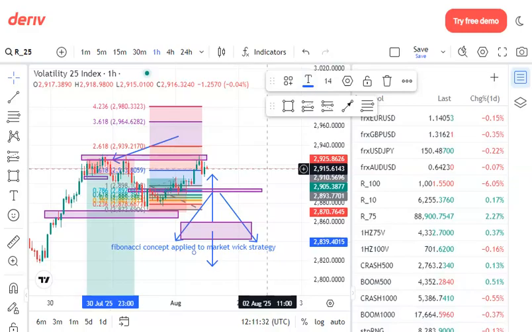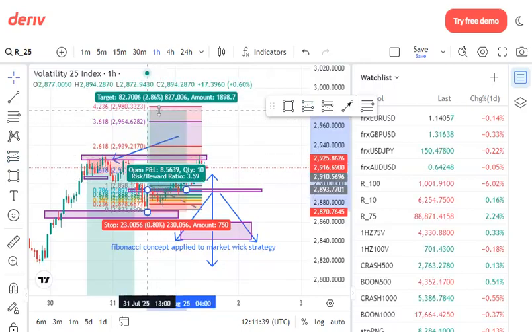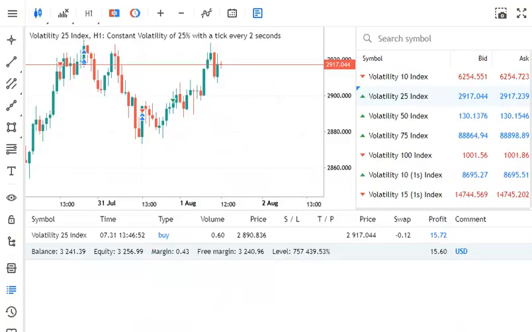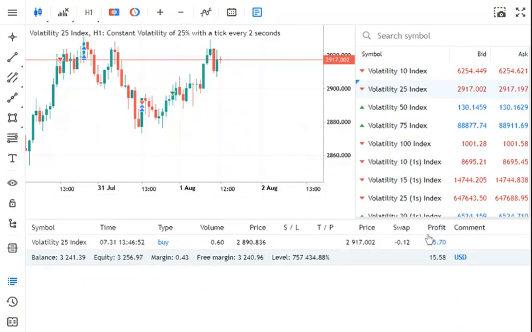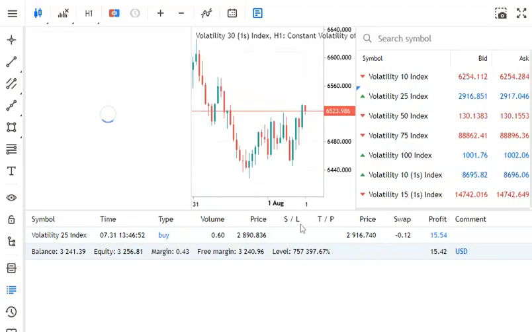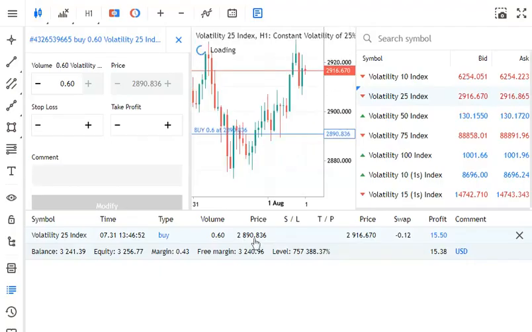I might soon be ending the video, but the strategy I used in this trade would mean that our take profit is going to be all the way to the 423 Fibonacci level. I'll just take you back to MetaTrader 5. You see that our market is currently still doing its thing on this trade that we took. Let me go to the 25 index. So you see where I took the trade from. The market is not lying. This was where I took the trade from, and this is where we are right now.